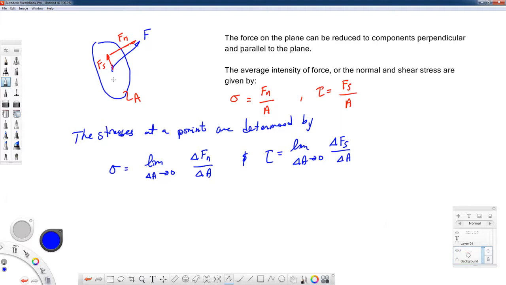So if I wanted to show that on this picture, maybe there would be a little spot right here where we could call delta A, and there would be a small bit of normal force and a small bit of shearing force at that particular spot.